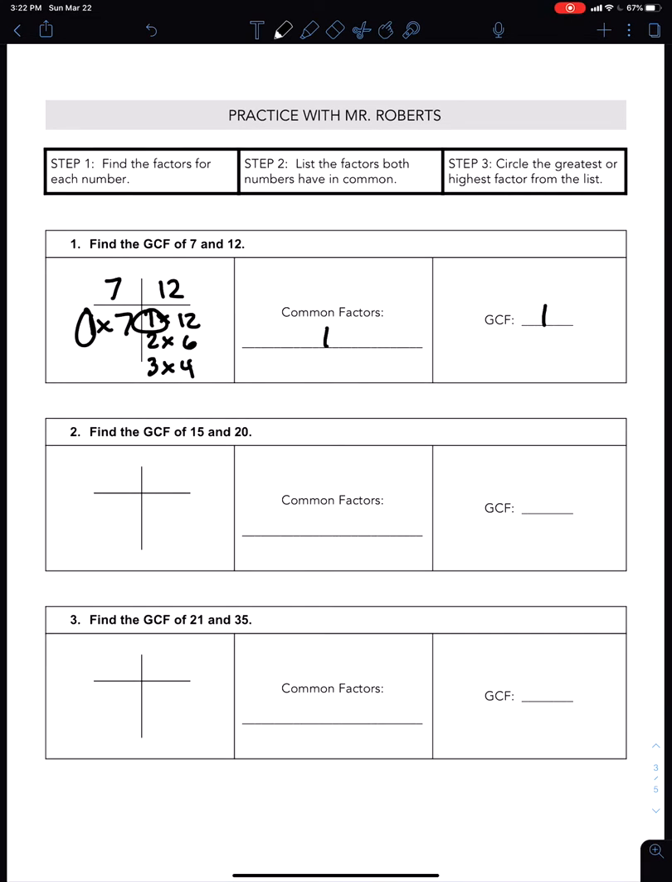All right, let's do this next one. We have our T-chart, and we're writing 15 and 20. Our factors for 15 are 1 and 15, 3 and 5. And then for 20, we have 1 times 20, 2 times 10, 4 times 5. So I'll write out my common factors, which are 1 and 5. And my greatest common factor is 5.